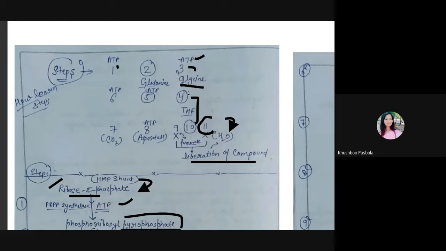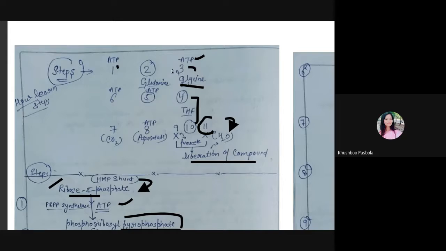So now, step 1 requires ATP. Then step third requires ATP. Step fifth requires ATP. Step seventh does not require ATP. Now step 8 requires ATP. So total steps are 1, 3, 5th, 6 and 8.